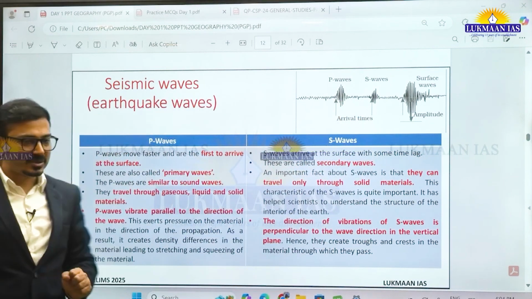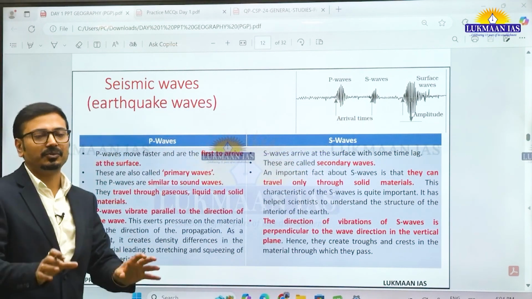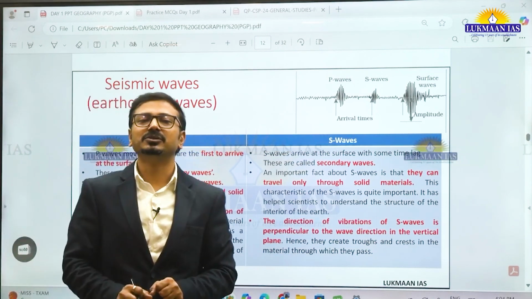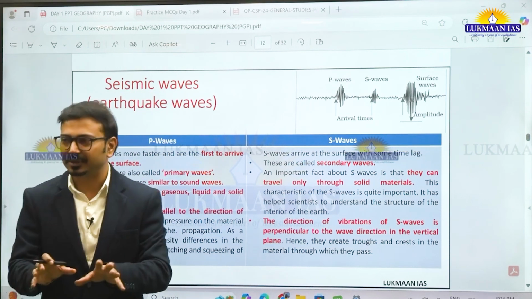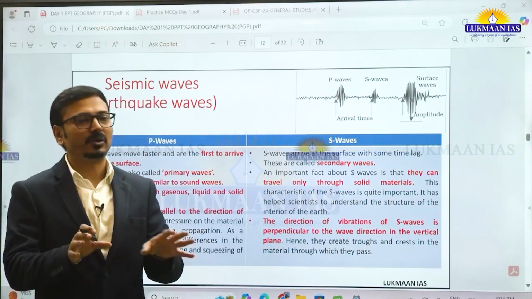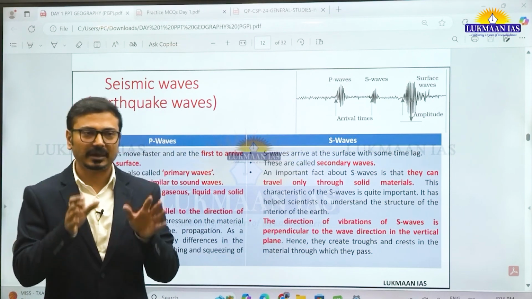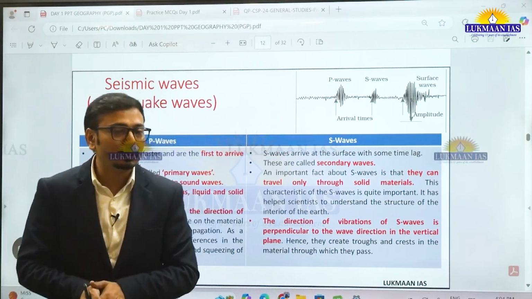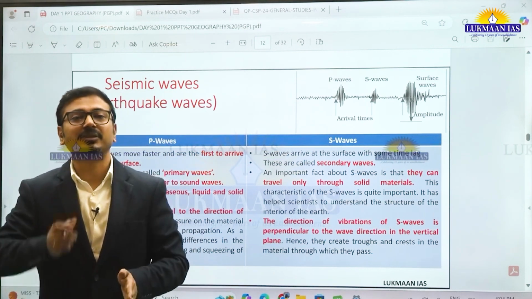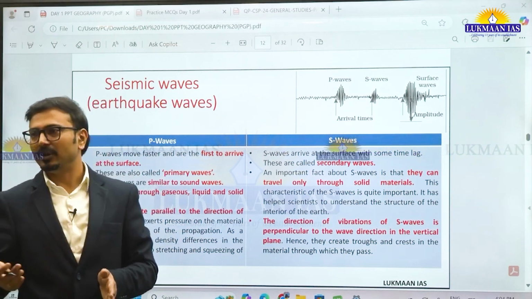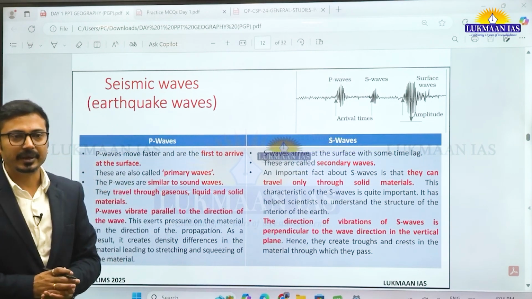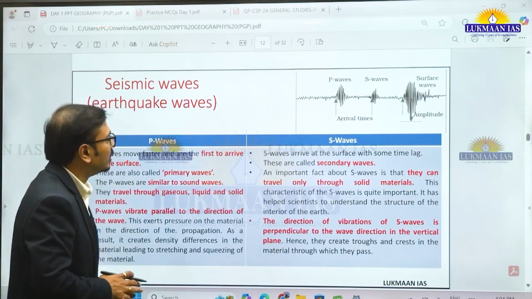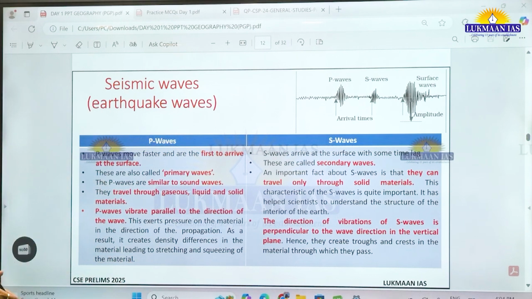So first of all we should understand there are two types of earthquake waves: body waves and surface waves. Body waves means those waves passing through the body of the earth, the interior of the earth. Simply we will call them body waves. P waves and S waves are body waves, and surface waves are those waves which are formed due to interaction of P waves and S waves with surface rocks. They are called surface waves. These surface waves are more destructive. We will see the types also. What are its types? Rayleigh waves and Love waves.